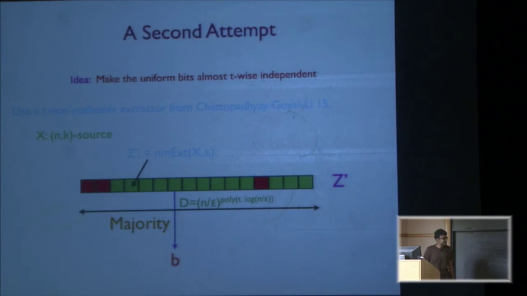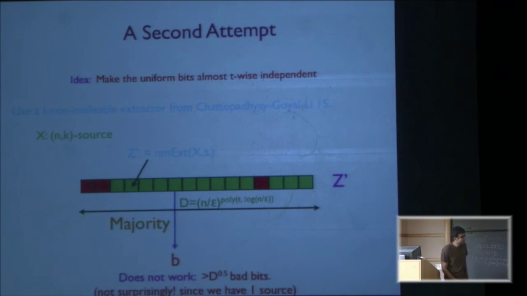Okay. But still this does not work out, because you can actually show that it's not possible to get such good non-malleable extractors such that the number of bad bits is less than square root of d. So we cannot really apply the majority function. Also, there are more issues, like the error gets pretty large. It just says that with one source, you cannot do it. Yeah, exactly. This is not surprising since we just have one source.